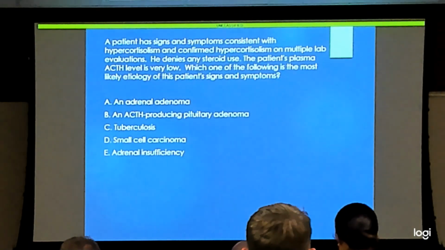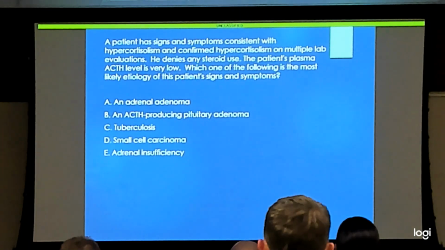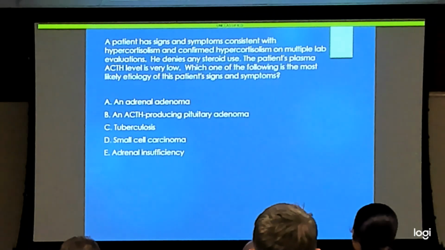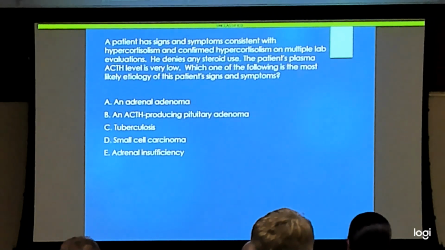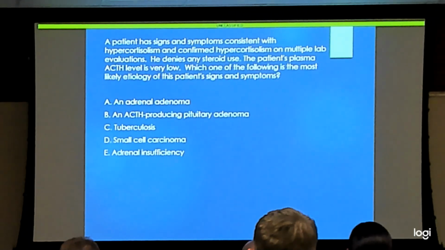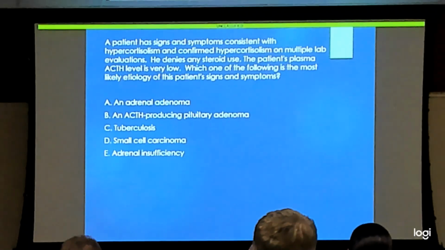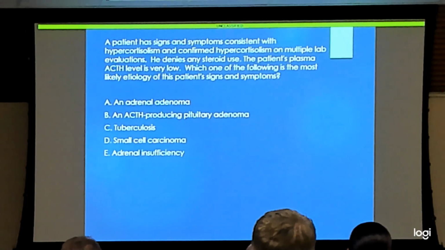Right. Patient signs and symptoms consistent with hypercortisolism and confirmed hypercortisolism on multiple lab evaluations. So I told you I did the prelim stuff, okay? Denies any steroid use. The patient's plasma ACTH level is very low. So which one of the following is the most likely etiology of a patient's signs and symptoms? Okay, so good, kind of like my little fuzzy tree. This one.